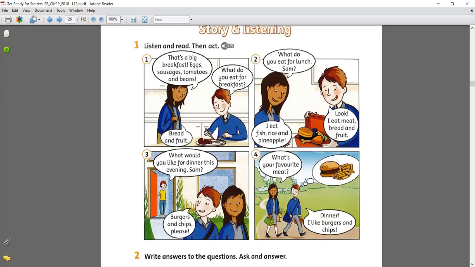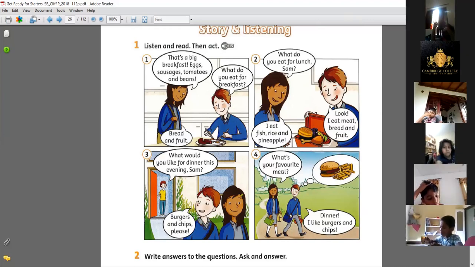What would you like for dinner this evening, Sam? Dinner means at night. What would you like to eat at night? Burgers and chips, please.